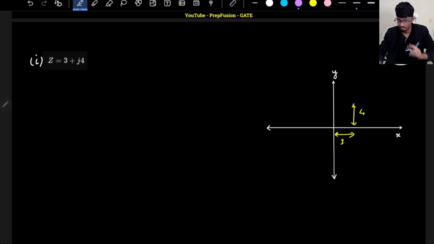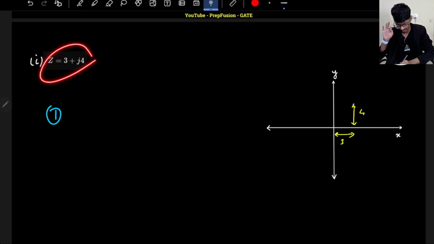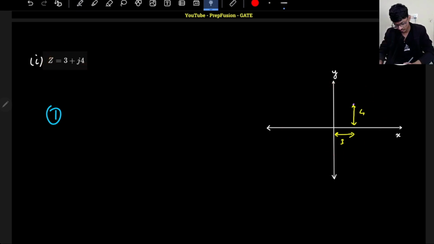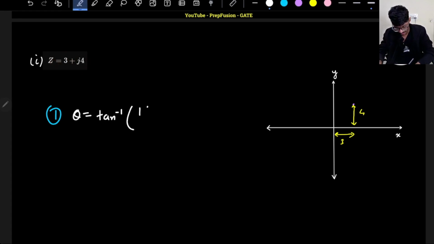Now what is the angle? Process one: always, if it is given in rectangular format, first calculate theta. I am drawing here just for explanation, obviously you know in which quadrant it is lying, but since we are doing it for the first time, I am explaining it. Theta is very simple: just take the positive values, tan inverse of y upon x, the imaginary part upon the real part, the absolute values. So it will be tan inverse of mod 4 divided by mod 3, which is tan inverse 4 upon 3.